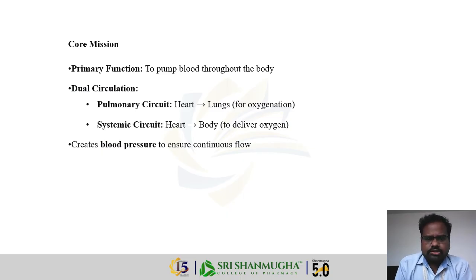Once the oxygenated blood comes into the heart, the second one is systemic circulation. The systemic circulation will pump the blood throughout the body, where it delivers the oxygen to every cell in the body. So in pulmonary circulation the blood gets oxygenated, and in systemic circulation the oxygenated blood travels towards all parts of the body. These are the two types of circulation, and the heart also creates the blood pressure. The blood pressure mainly ensures the continuous flow of the blood. So this is the core mission.